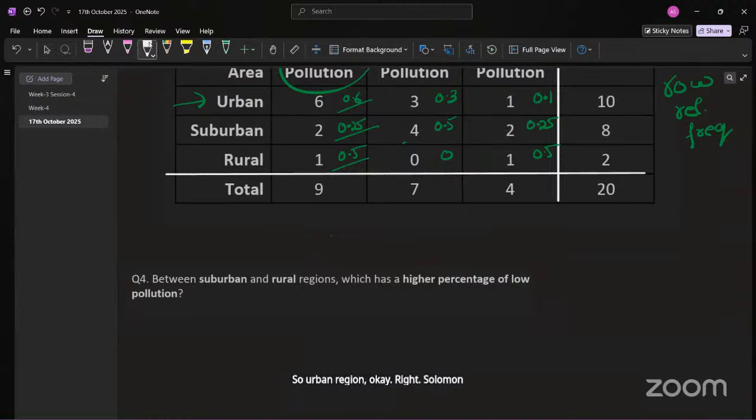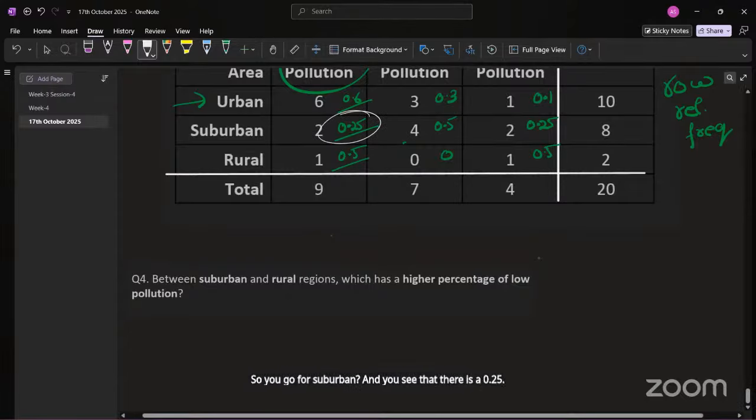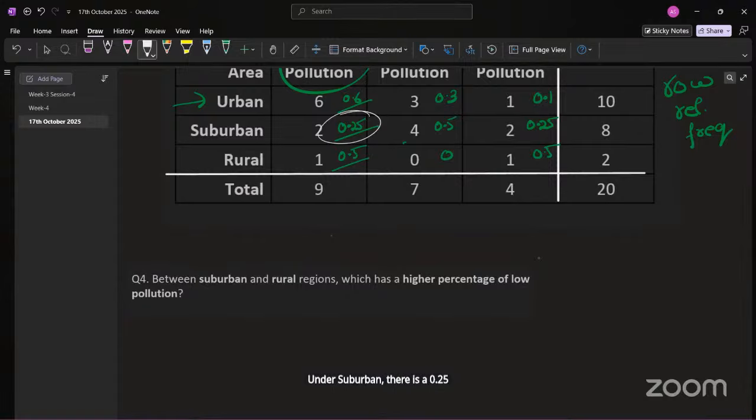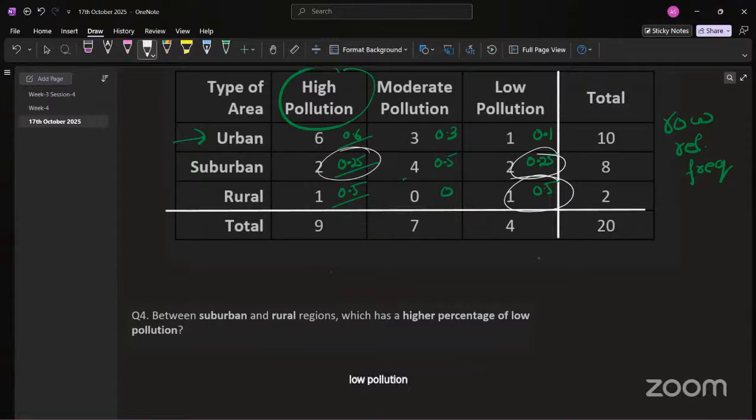Suburban. So between suburban and rural region, which has a higher percentage of low pollution? So you go for suburban and you see that there is 0.25, 25% of them has low pollution. Oh, sorry, high pollution. 0.25 has low pollution and 0.5 has low pollution for rural. Okay, so which has a higher percentage of low pollution? That will be rural.